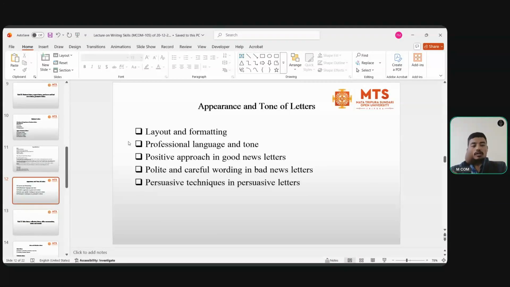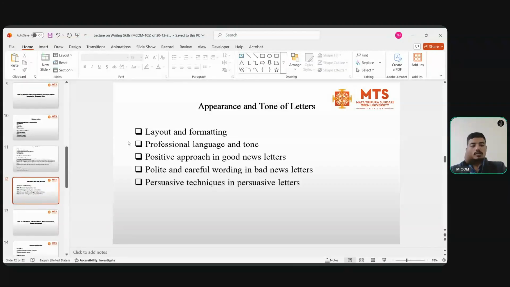And tone refers to what? The attitude you express through words. So business letters should use formal and polite language. In good news letters, the tone should be positive and cheerful, right? In bad news letters, the tone should be polite and careful, not cheerful. Here it is careful, but in good news it is positive and cheerful. The writer should show respect and understanding.